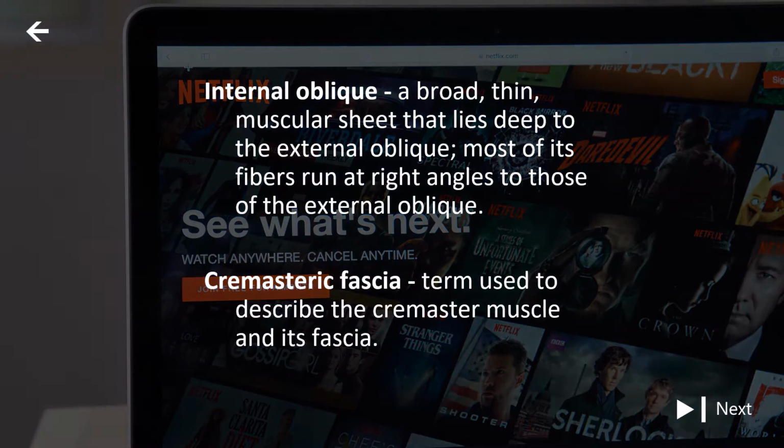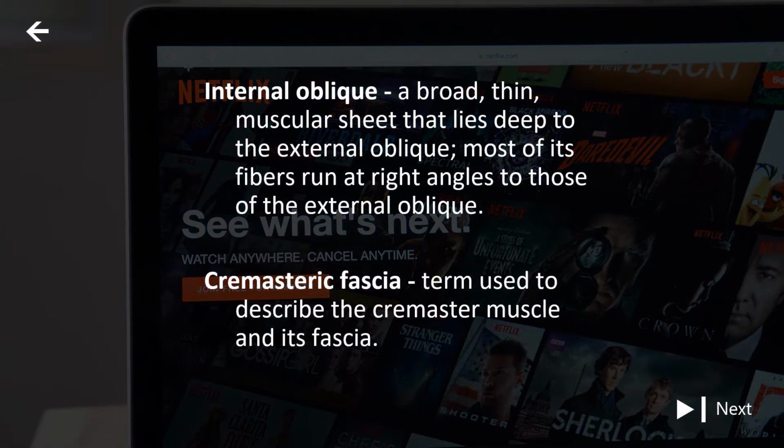The internal oblique muscle is a thin, broad muscular sheath that lies deep to the external oblique, with most of its fibers running at right angles to those of the external oblique. The muscle fibers of the internal oblique radiate as they pass upward and forward. The muscle is inserted into the lower borders of the lower three ribs and their costal cartilages, the xiphoid process, the linea alba, and the symphysis pubis.